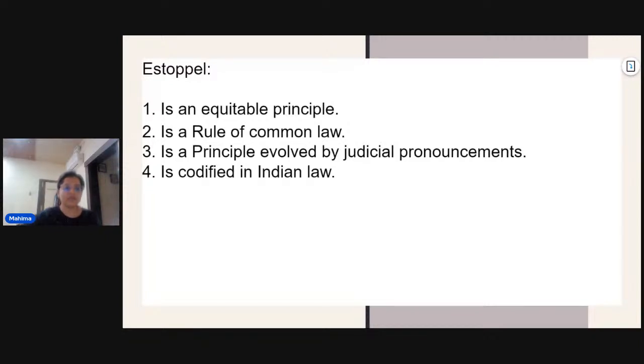Estoppel is an equitable principle, a rule of common law, a principle evolved by judicial pronouncements, and codified in Indian law. Correct. Everyone was correct. Estoppel, yes, it is an equitable principle.